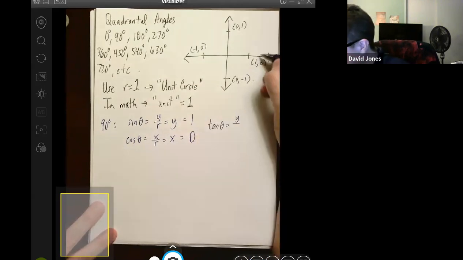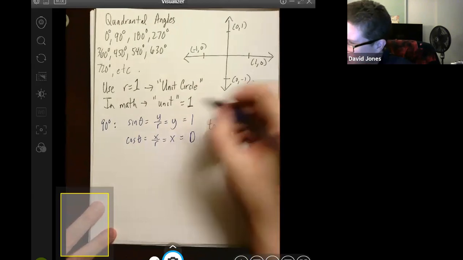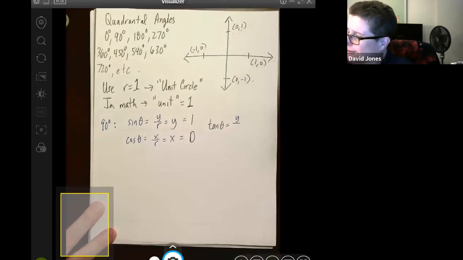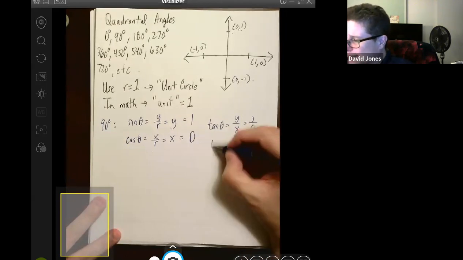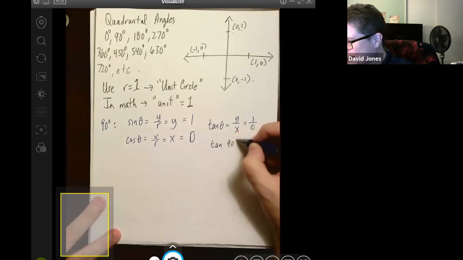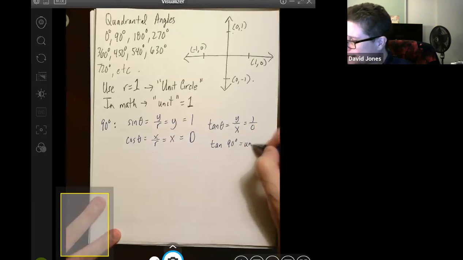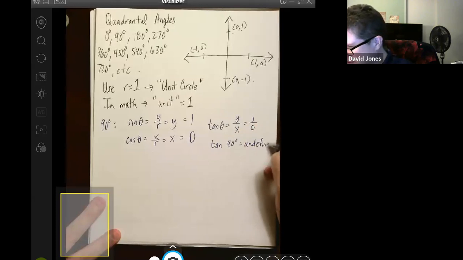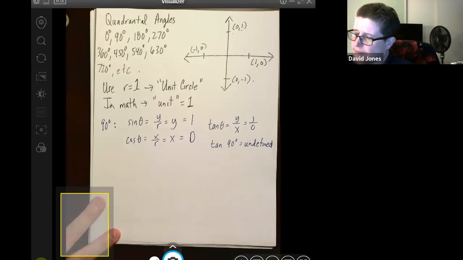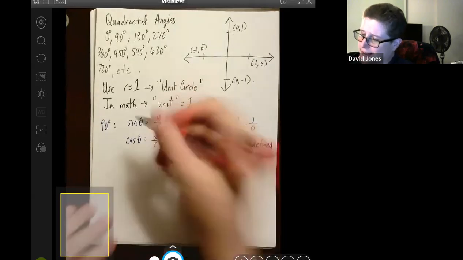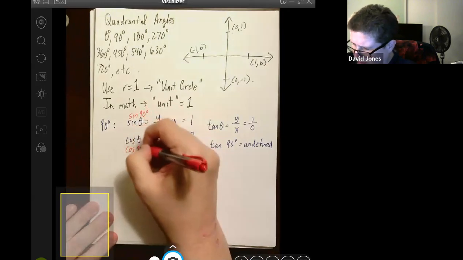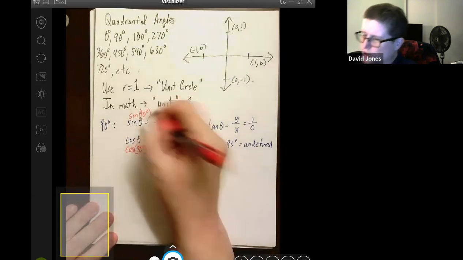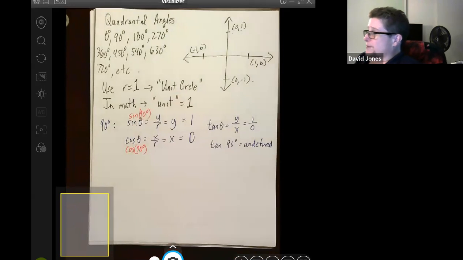What the heck did I? Yeah, I got it 90 degrees up here. X is 0. Tangent theta is y over x. This is 1 over 0. Tangent of 90 degrees is undefined. Maybe I should write sine of 90 and cosine of 90. Whether you put the parentheses or not, some people do, some people don't.